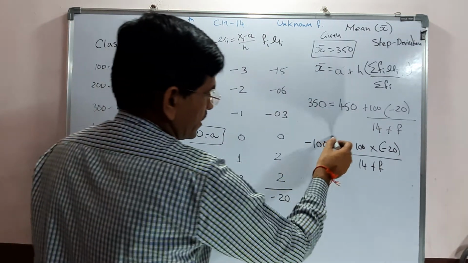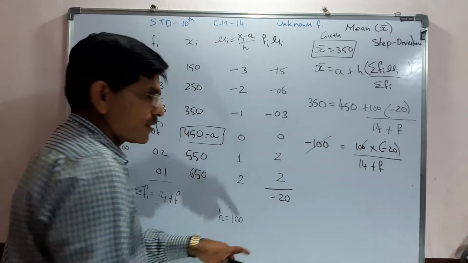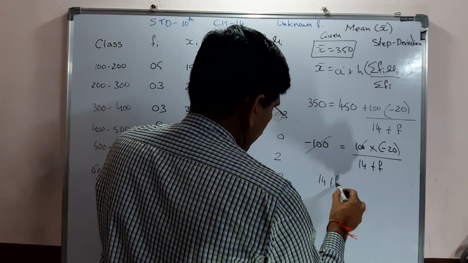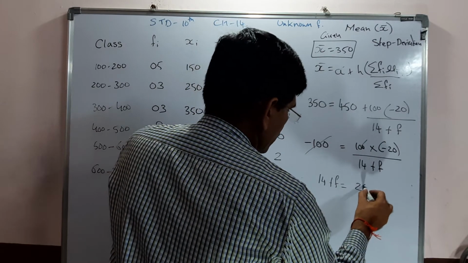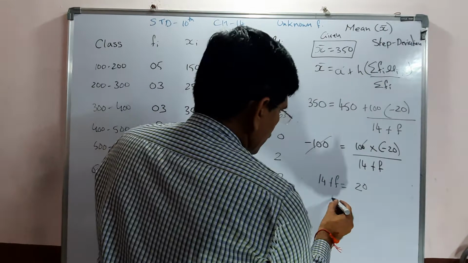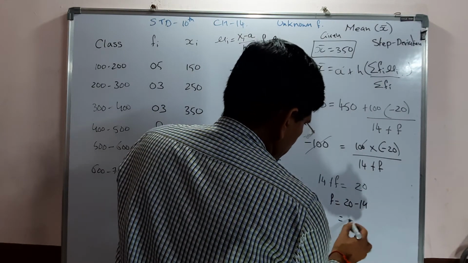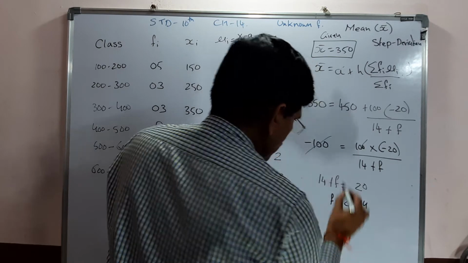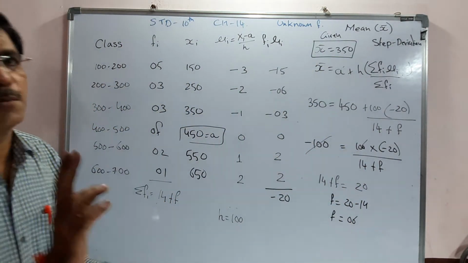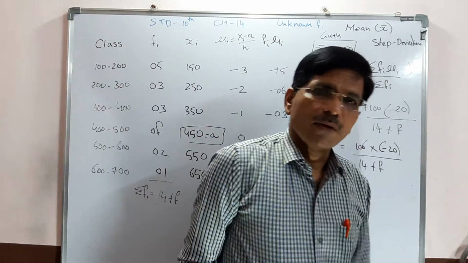So you will see 100 cancels, and the negative sign also cancels on both sides. So 14 plus f is equal to 20. So f is equal to 20 minus 14, that is 6. So it's 14 plus 6. So two sums we have completed related to the unknown frequency.